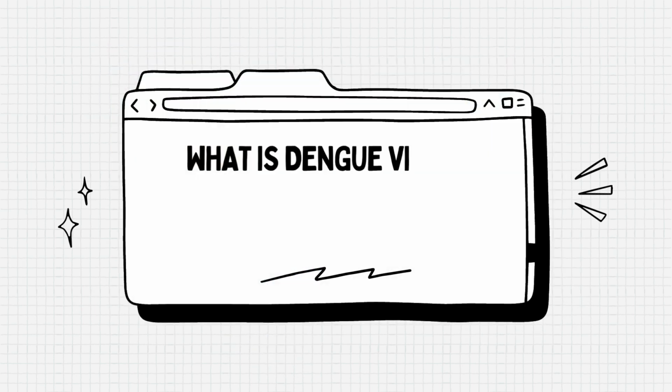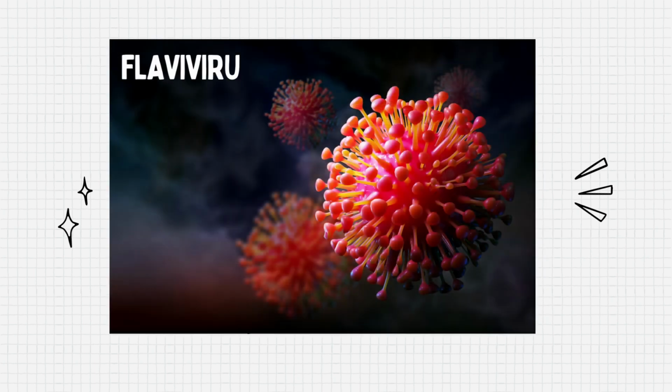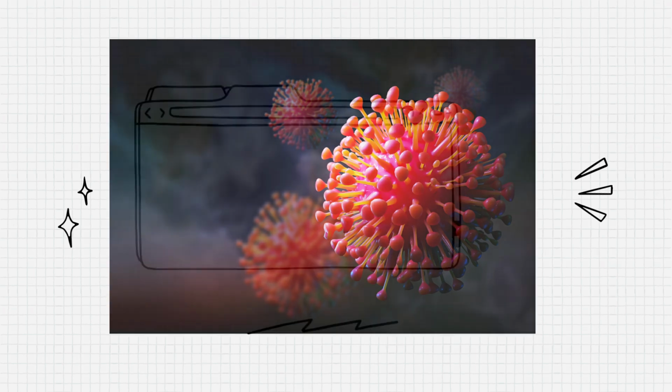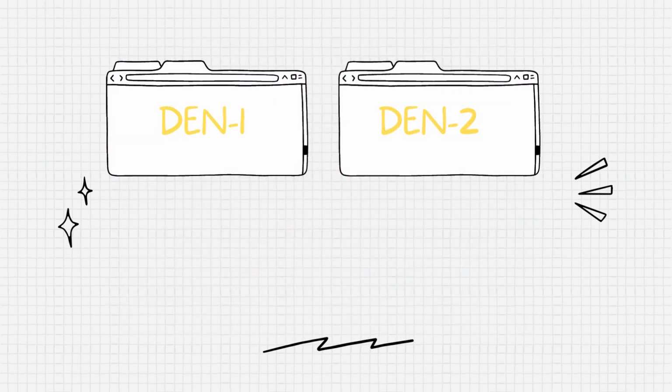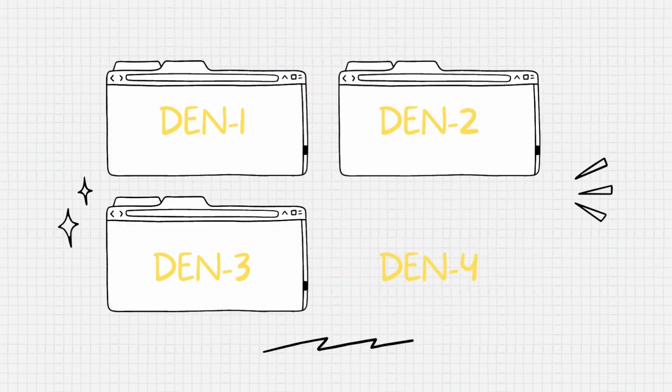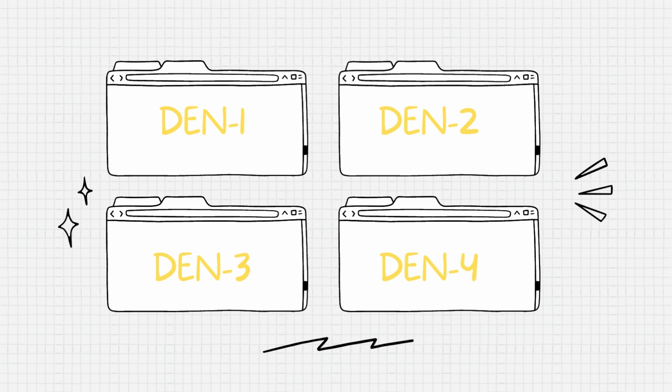What is dengue virus? Dengue virus belongs to the variety of the flavivirus. This virus has 4 different serotypes, DEN1, DEN2, DEN3, and DEN4. Infection with one serotype provides lifelong immunity for that serotype, but only partial protection against the other serotypes.